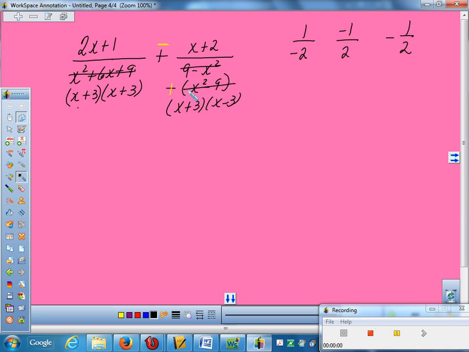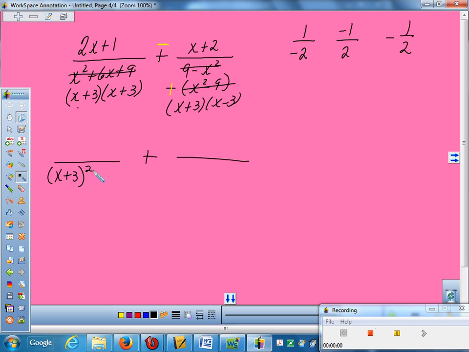Okay, it's done. Then decide on what's my common denominator. And it's the same old thing. What's the largest amount of x plus 3's you see in one problem? This one has 2. This one has 1. So how many go in your common denominator? 2. Okay. Instead of writing it out twice, they'll write it as x plus 3 squared.